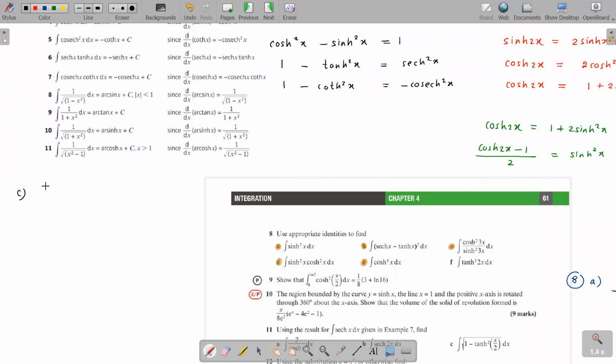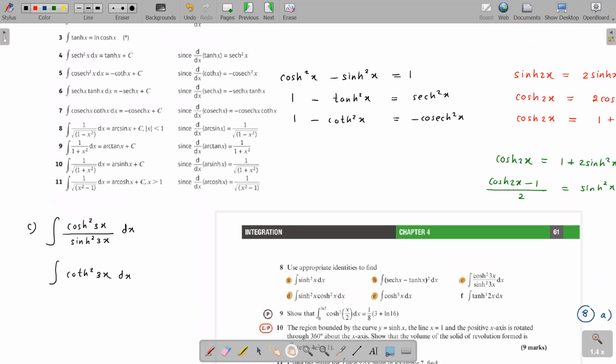Okay, part C, integration of cos square 3x over sine square 3x. Okay, so how do we do this? Integration of cos square over sine square, we can use cos square over sine square is actually what? It's cot square, right? Cot square 3x. Okay, now let's look at the rule. Do we know how to integrate cot square? No, however, we don't know how to integrate what? Cosec square. We don't know how to integrate cosec square.